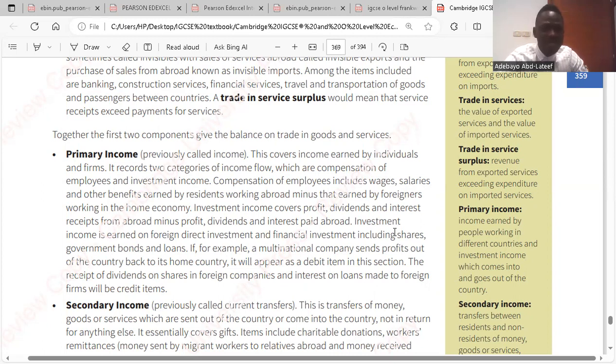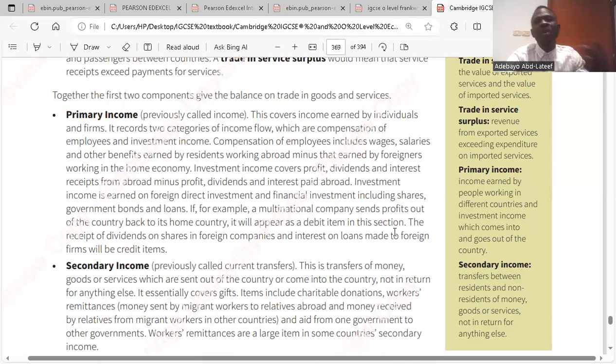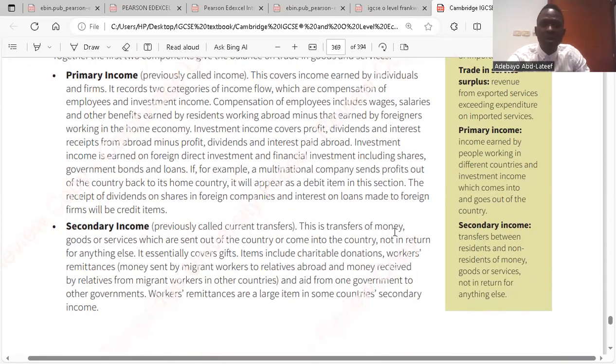If, for example, a multinational company sends profit out of the country back to its own country, it will appear as a debit item in this section because money is going out of the country. It's a debit. Then the receipt of dividends on shares in foreign companies and interest on loans made to foreign firms will be on the credit items. So what do you receive from foreign countries in terms of receipts, in terms of shares, in terms of dividends, in terms of interest, will be recorded on the credit side of the income statement, of the primary income. On the credit, yes. Interest received, yes. Those that go out from multinationals out of our country are recorded on the debit side.